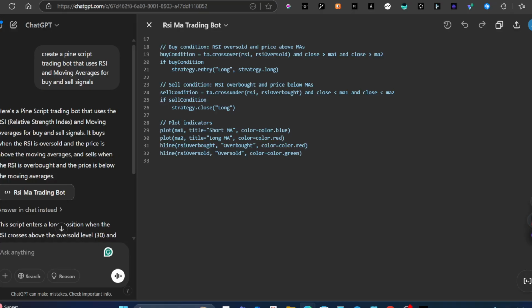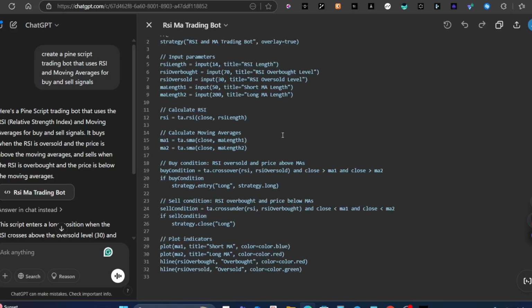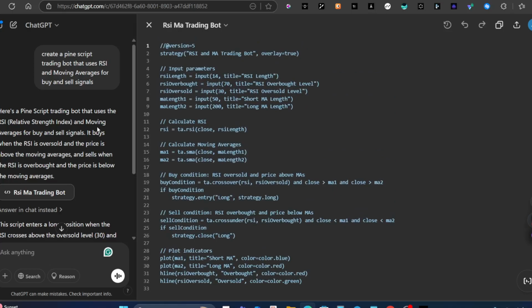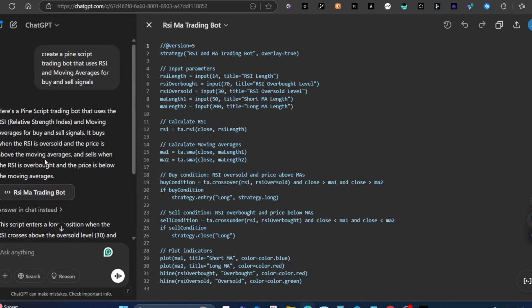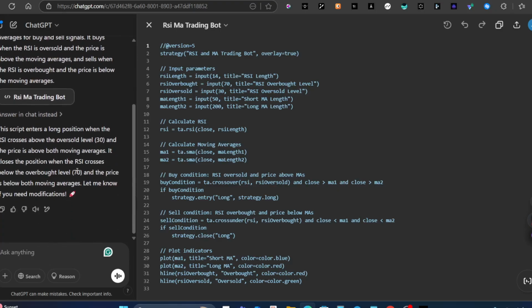So in just seconds, we have a fully functional script. Let us go over the key components. So you can see that ChatGPT has briefly given us a summary of what this bot can do. It says the bot uses the RSI and moving averages for buy and sell signals. It buys when the RSI is oversold and the price is above the moving averages, and sells when the RSI is overbought and the price is below the moving averages.